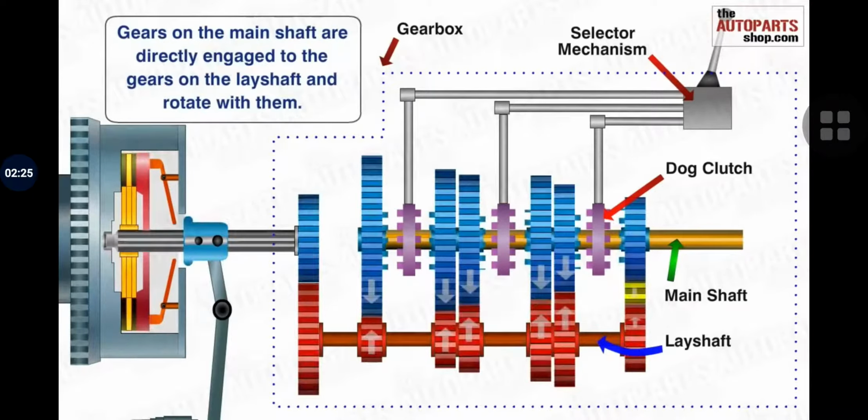Here the gears are attached with the main shaft over the bearing. It is not directly connected with the main shaft. So the power will not be transmitted only by the gear, because it is over the bearing. So the dog clutch only will be used for the power transmission.